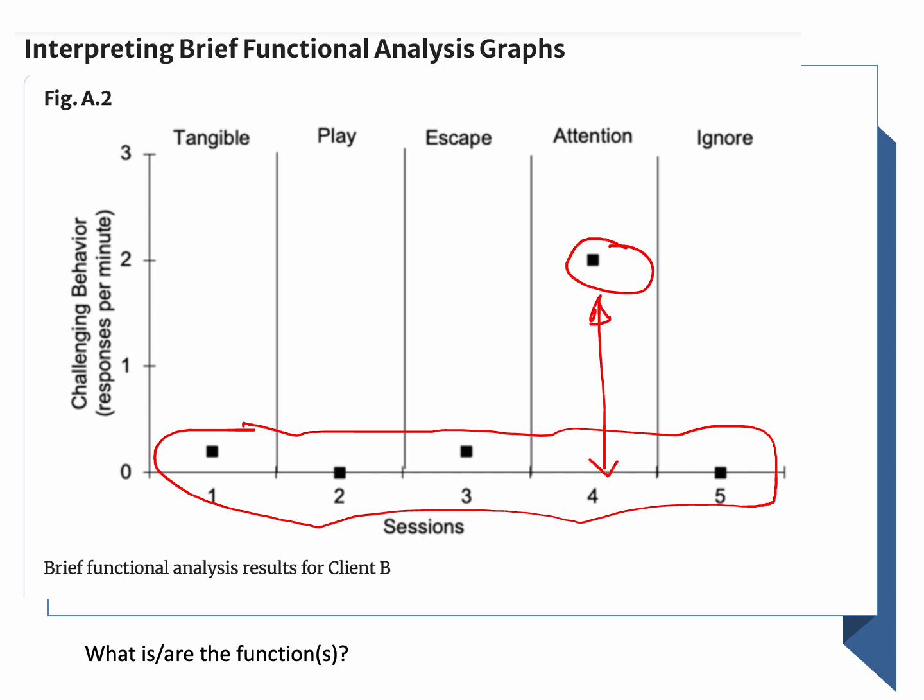And like I mentioned, this is a variation of a traditional functional analysis. It's called the brief FA. And it's one that we can conduct in less time. That way we can identify the function of behavior more quickly and be able to intervene on the problem behavior.